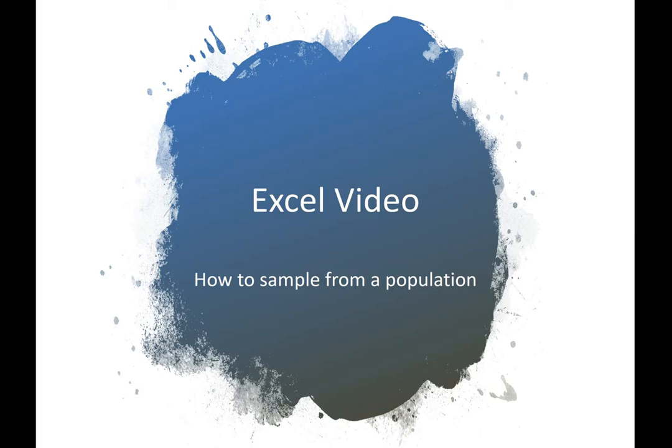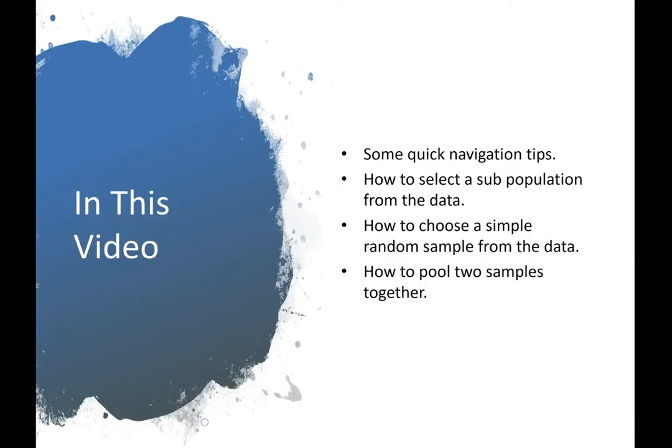In this video, I will demonstrate how to use Excel to draw a sample from a population. We'll start with some quick navigation tips in Excel, and then we'll look at how to select a subpopulation from the data, how to restrict your population, and then we will learn how to choose a simple random sample from the data, and then we'll actually choose two samples and pool them together.